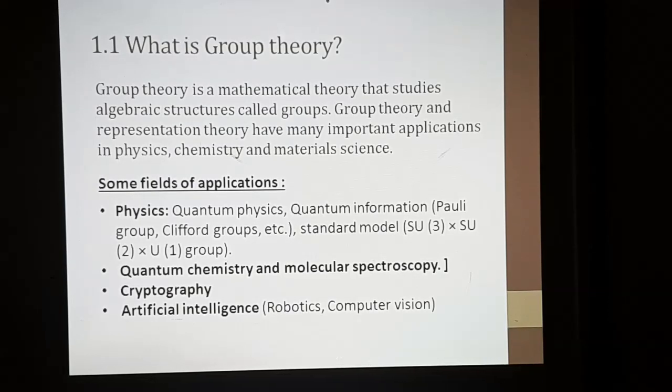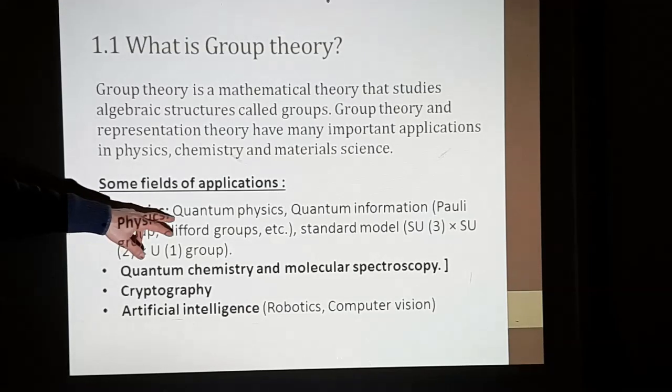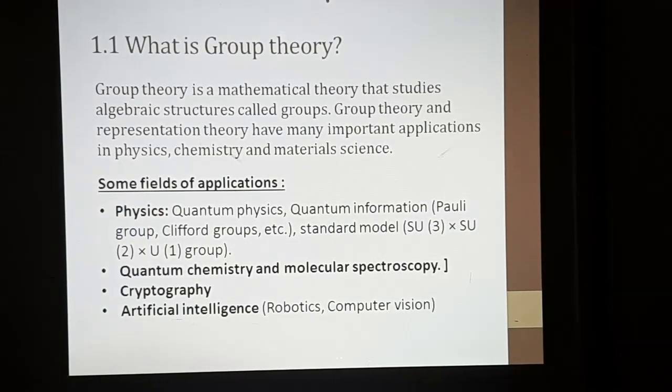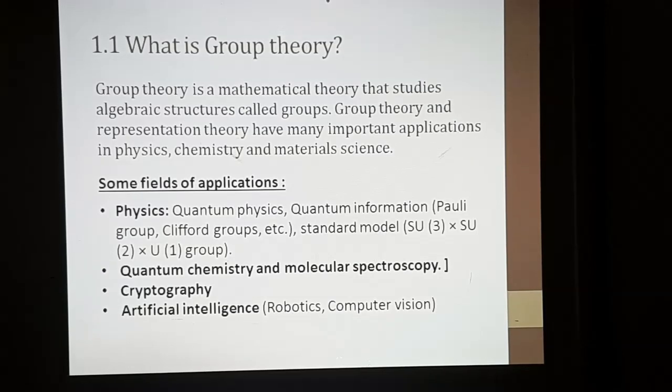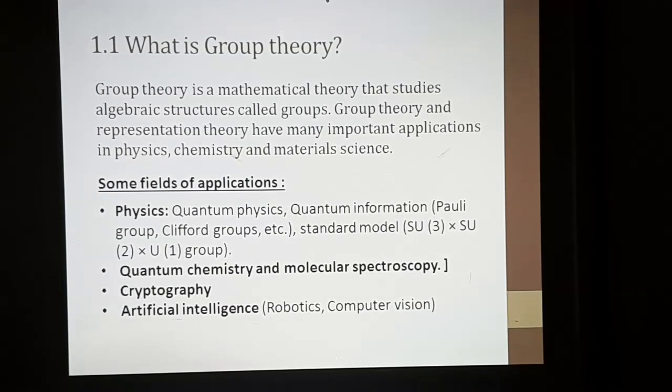Some fields of application of group theory, for example in quantum physics: the group that we will study is the group of the symmetry of the Hamiltonian, so the symmetry operations that leave the Hamiltonian invariant. This can allow us to determine selection rules, for example, and the symmetry of the wave functions and other properties.